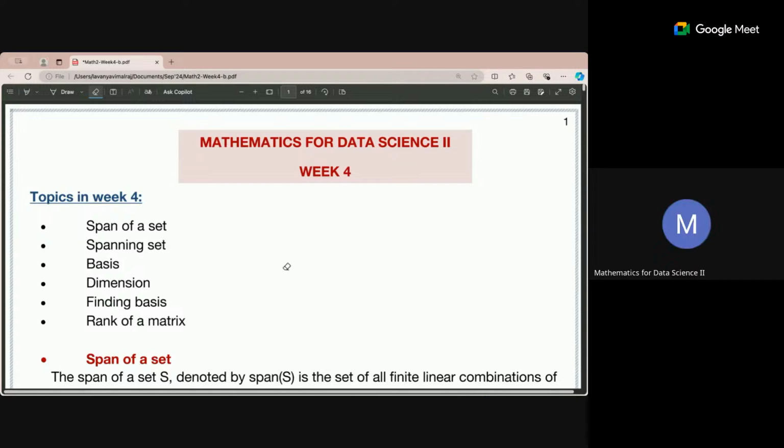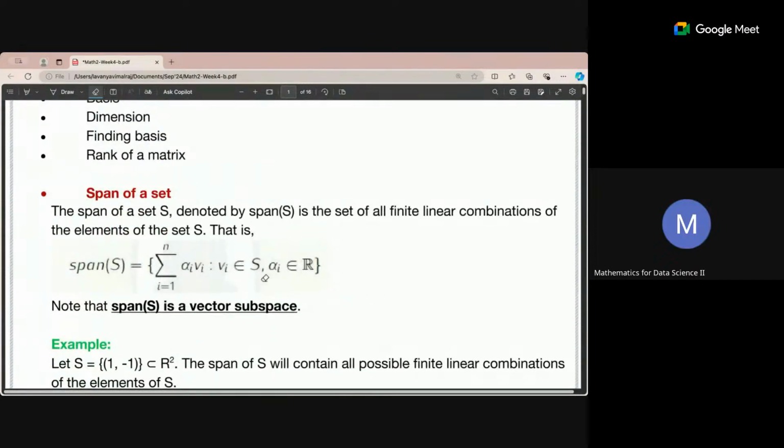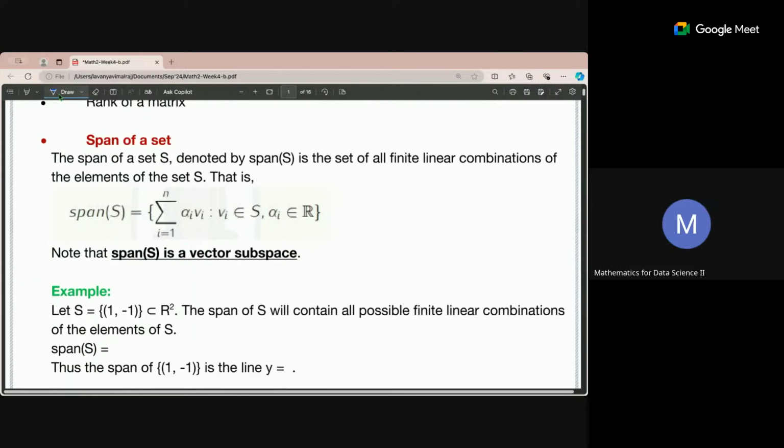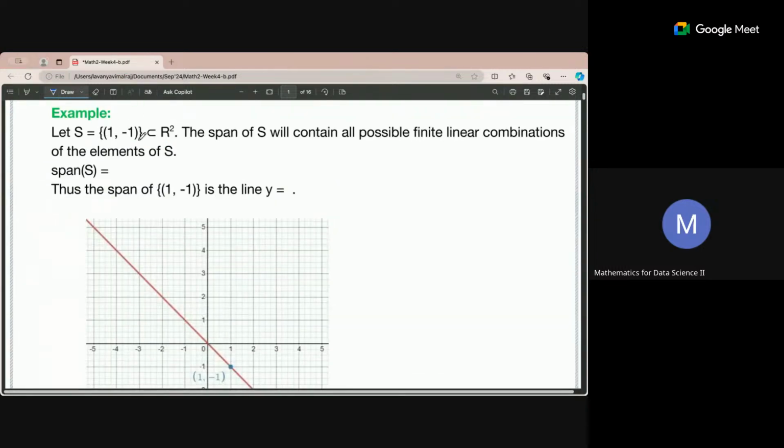Yes, ma'am. So in week 4, we saw what is the span of a set. If you are given a set of vectors, the span of that set of vectors is nothing but all possible linear combinations from the given set of vectors. And we also saw that span of S is a vector subspace. So suppose you are taking one single vector, the span of S is simply the line y equals minus x. So here span of S is the set of all vectors (x, -x) such that x is in R.